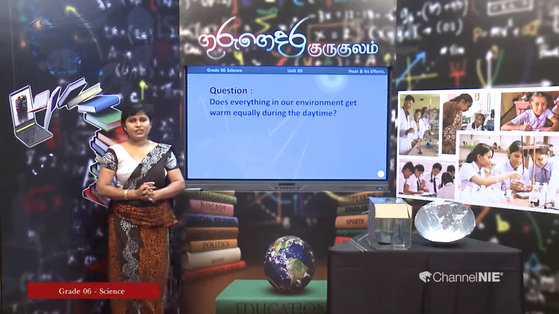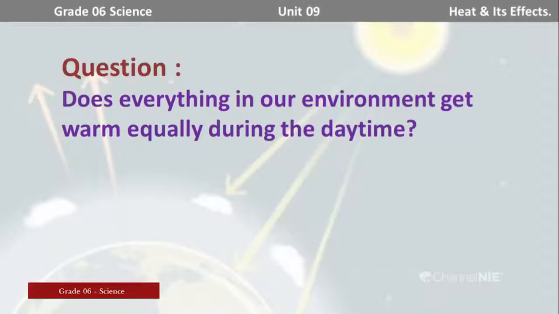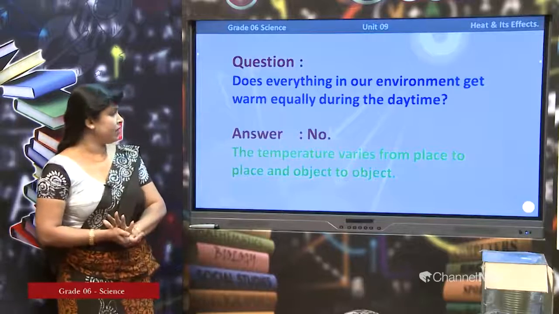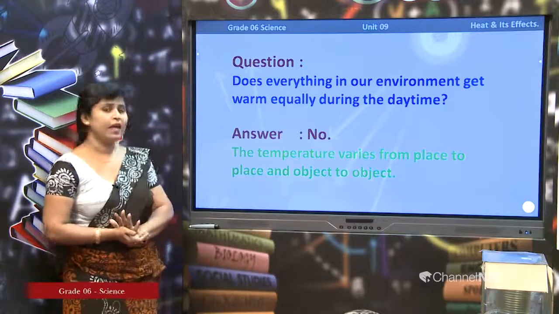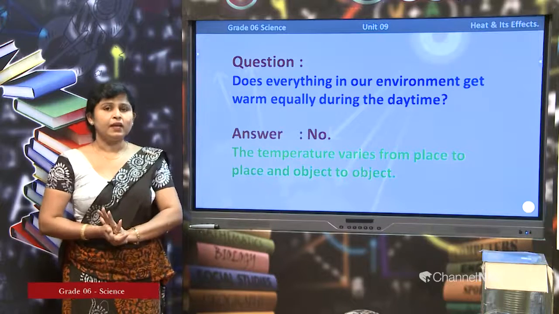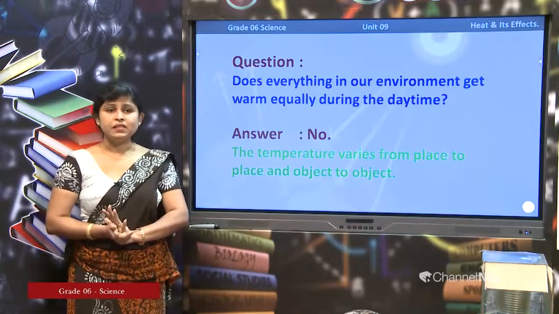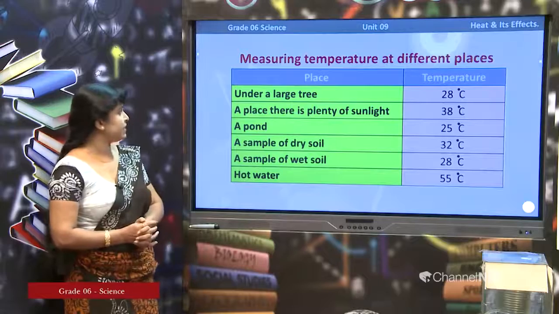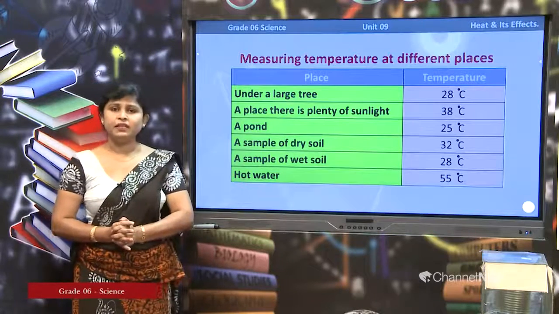I have given you a question. The question is, does everything in our environment get warm equally during the daytime? Read with me, does everything in our environment get warm equally during the daytime? Let's see the answer. The answer is no. The temperature varies from place to place and object to object, right. Now I am going to prove this using a simple activity. Let's see the activity. The activity is measuring temperature at different places.